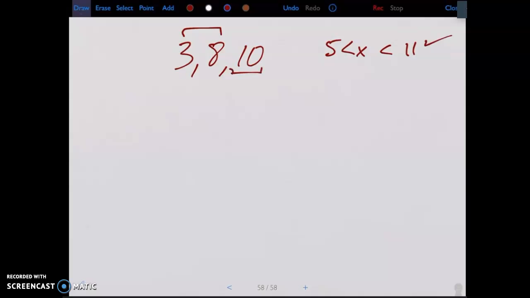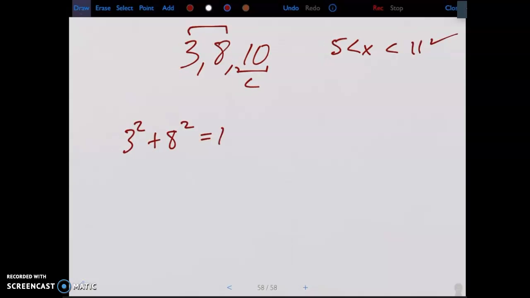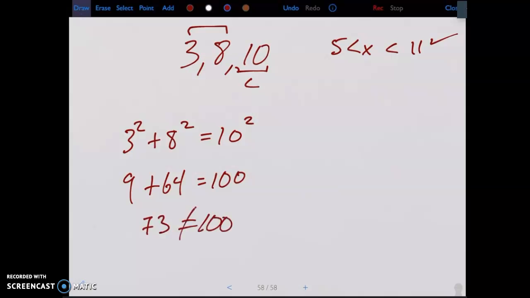We know to make 10 our potential hypotenuse because it's the biggest side. So we're going to do 3 squared plus 8 squared equals 10 squared. If it's a right triangle, that should work out. 3 squared is 9, plus 8 squared is 64, equals 10 squared, which is 100. So we got 73 is not equal to 100.